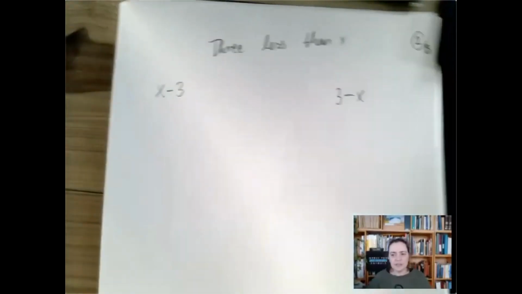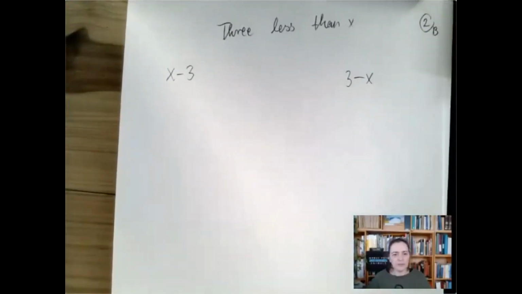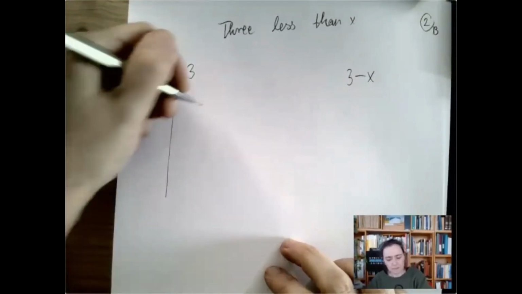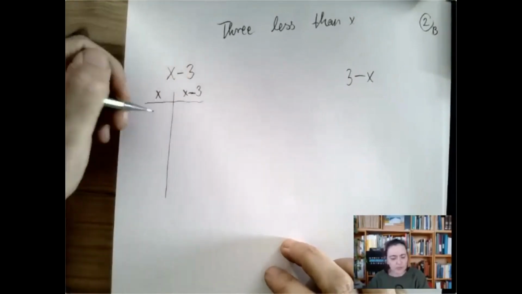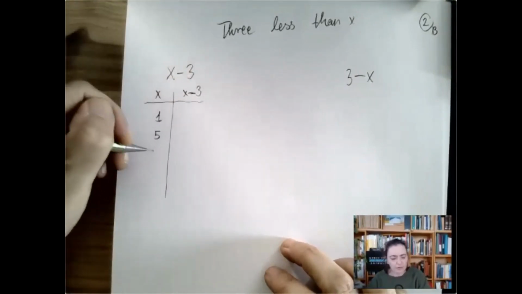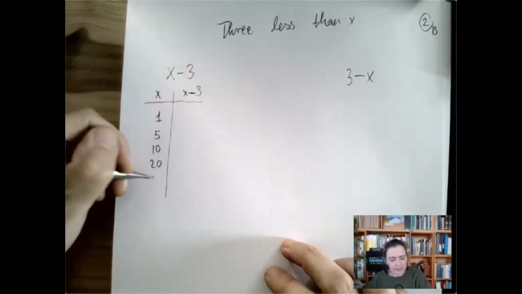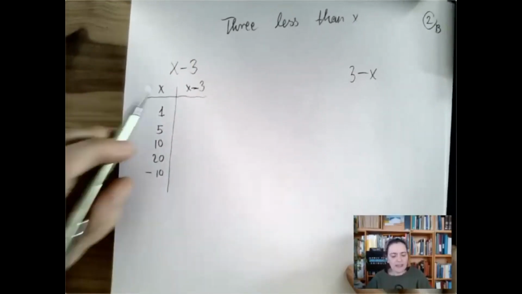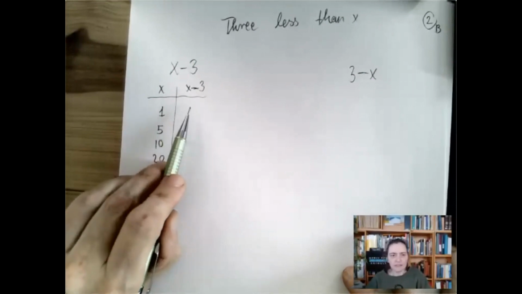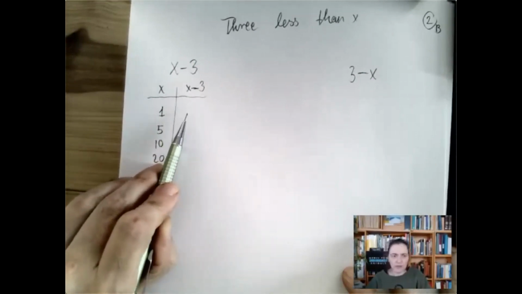And they are kind of symmetrical, and I want you to be able to sort out which is which. So what I want us to do is testing. We're going to make up numbers for x. Let's say x is 1, 5, 10, 20, minus 10. If x is 1, what is x minus 3?